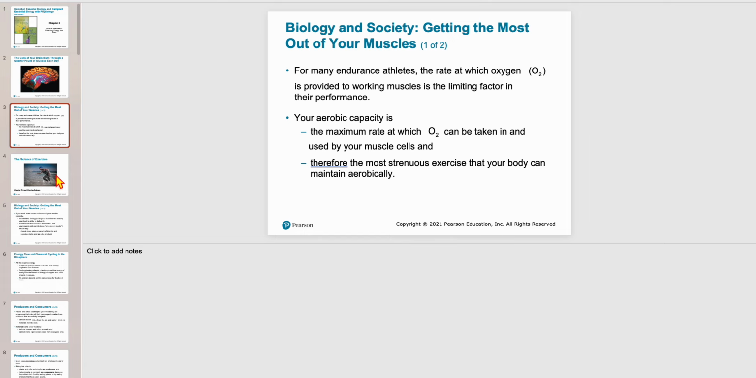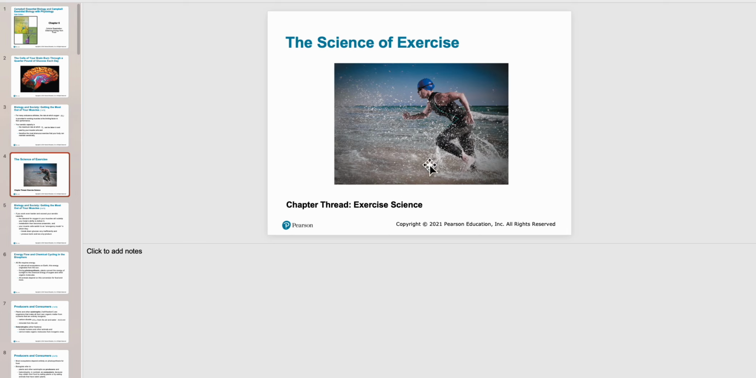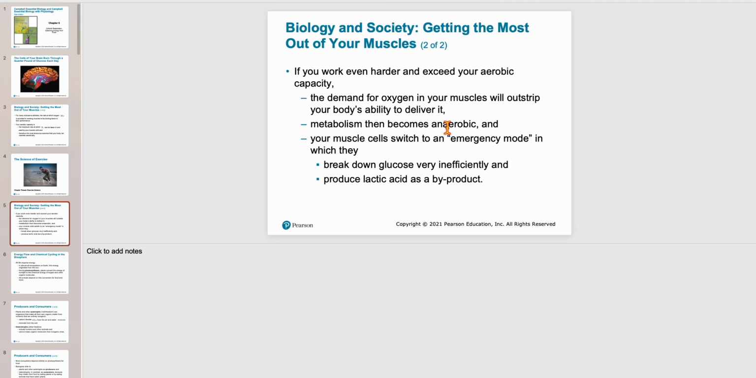The next slide. So here's a picture of someone running. Next slide.